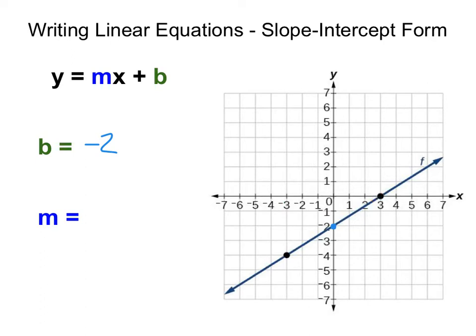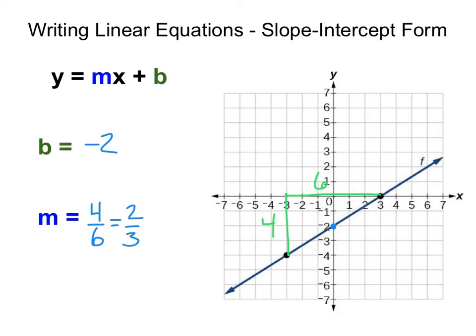We're going to start at the bottom point and go up 1, 2, 3, 4, and I'm going to run 1, 2, 3, 4, 5, 6. So I rose 4 and I ran 6, and it's a positive slope. So it's 4/6, and I can simplify that fraction to 2/3.